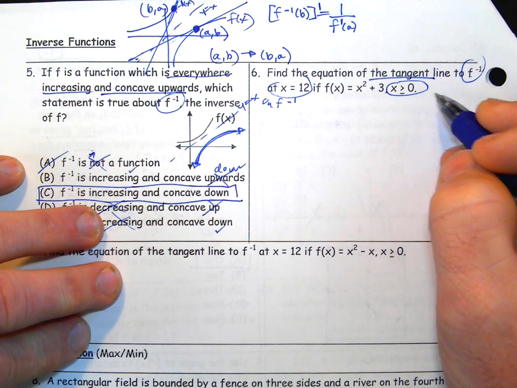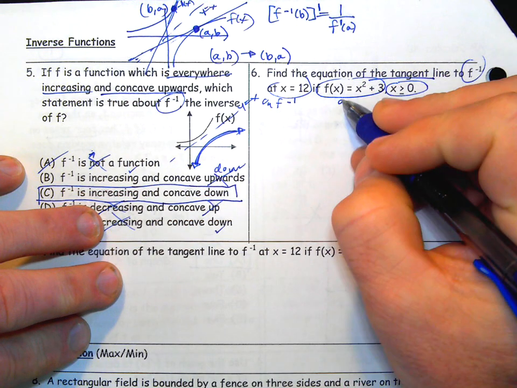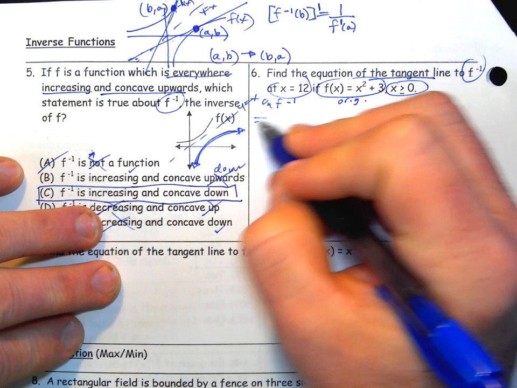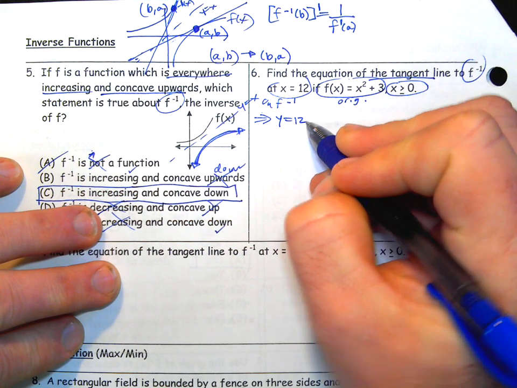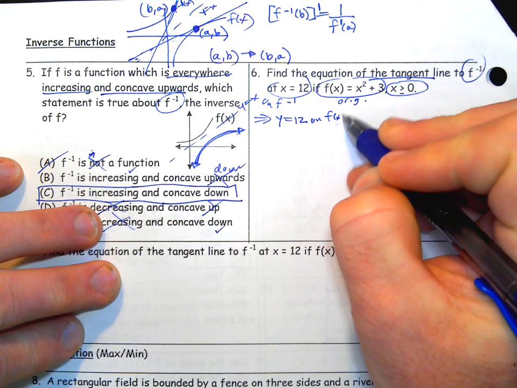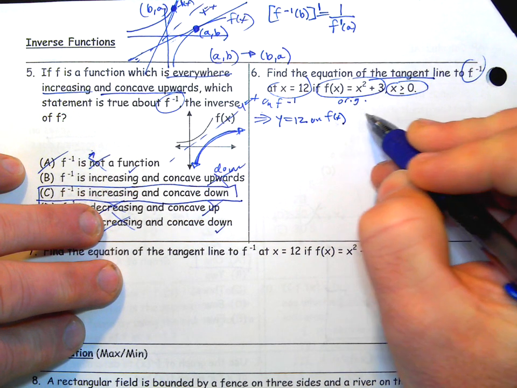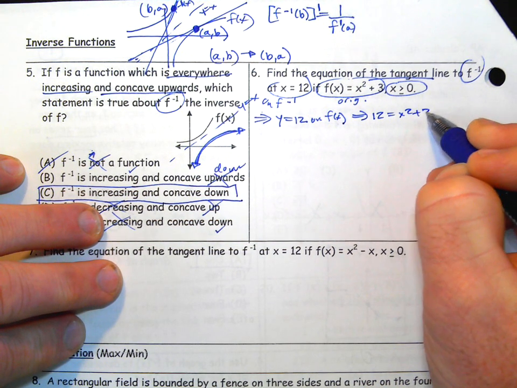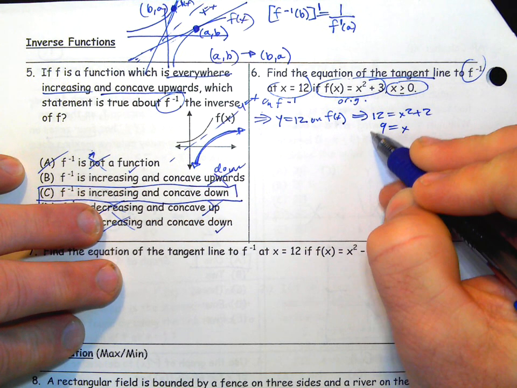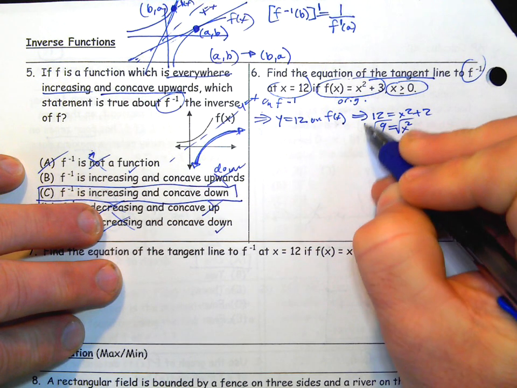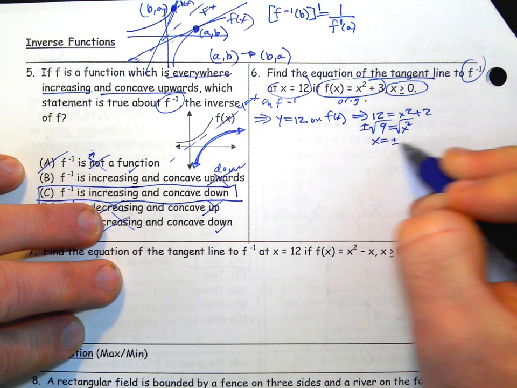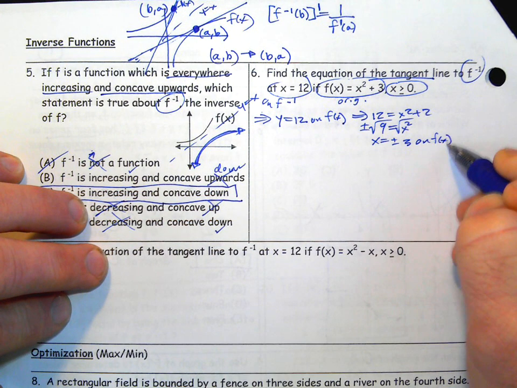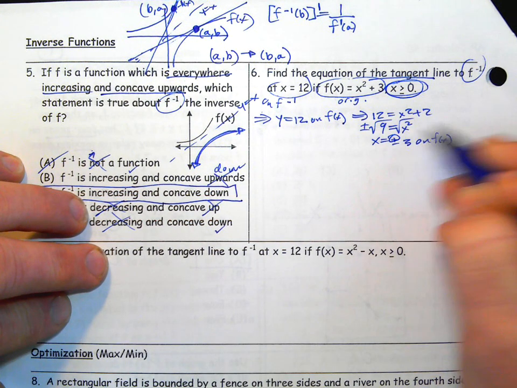x is positive. This is the original function. Now, if x equals 12 on the inverse, then that means y equals 12 on the original function. And so we're going to use that. We're going to set the y value equal to 12 and solve for x, plus or minus. So x equals plus or minus 3 on f of x. Now, they told us x has to be positive, so we're going to go with the positive one.